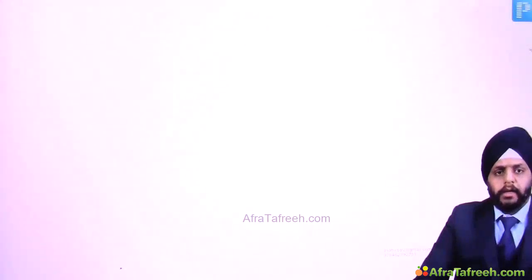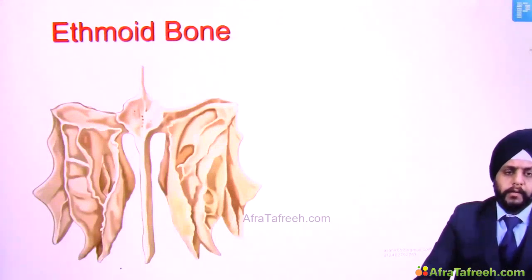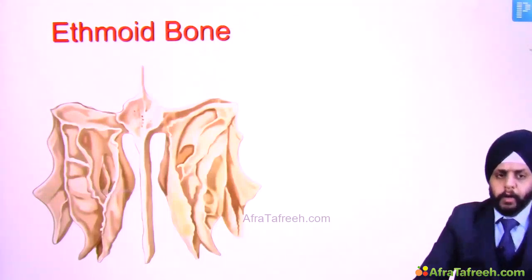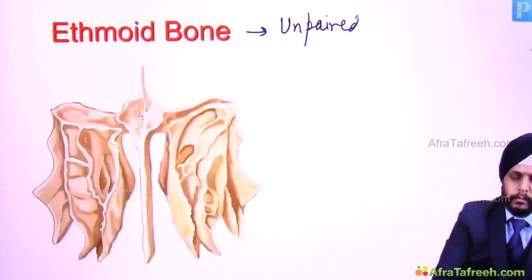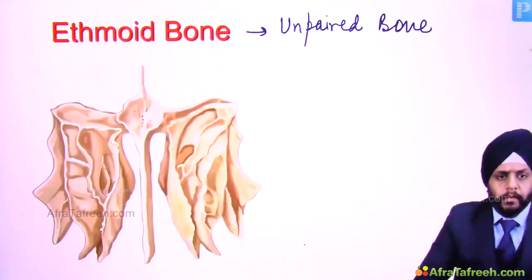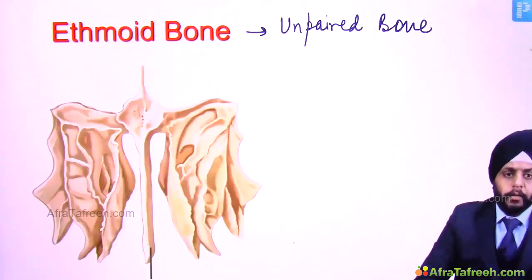Let's go to the next sinus, and the next sinus is the ethmoid sinus. Before we discuss the ethmoid sinus, let's have a look at the ethmoid bone. So this in front of you is the ethmoid bone, and remember, the ethmoid bone is an unpaired bone in the skull. What we can see in this ethmoid bone is that right in the center we have the perpendicular plate of the ethmoid bone. Now this perpendicular plate goes into the nasal septum and forms a part of it.